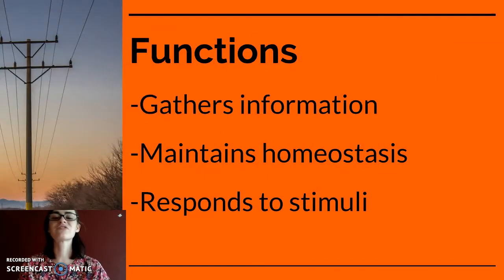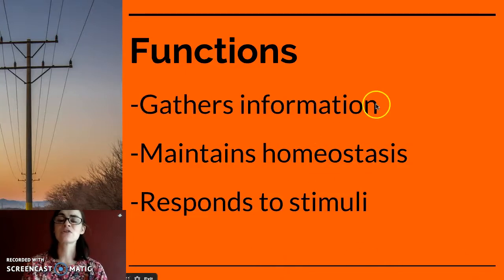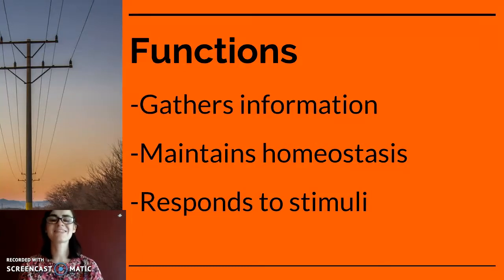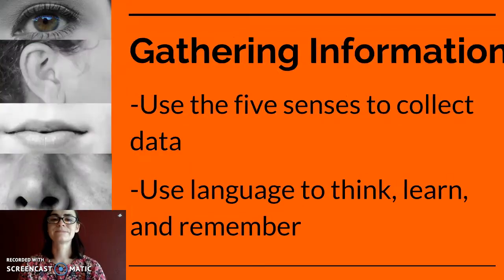But today, of course, we are focused on the nervous system, which has three main functions: to gather information, maintain homeostasis, and respond to stimuli. And the reason I chose the picture you are seeing is because the nervous system works a lot like electricity, where it's constantly sending signals.